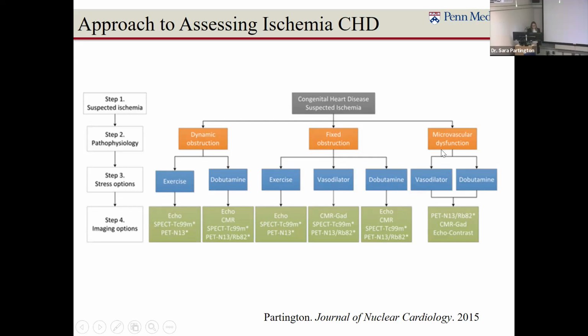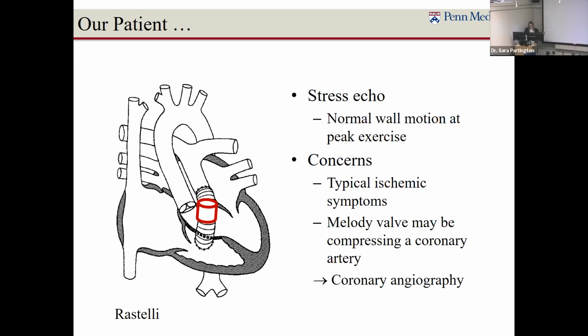For fixed obstruction like coronary artery disease, of course, exercise, but vasodilator stress may be a very reasonable option as well. And then microvascular dysfunction is its own topic in itself. So we're going to go back to our case. This is our 18-year-old who developed angina-type symptoms after he had a catheter pulmonary valve replacement.